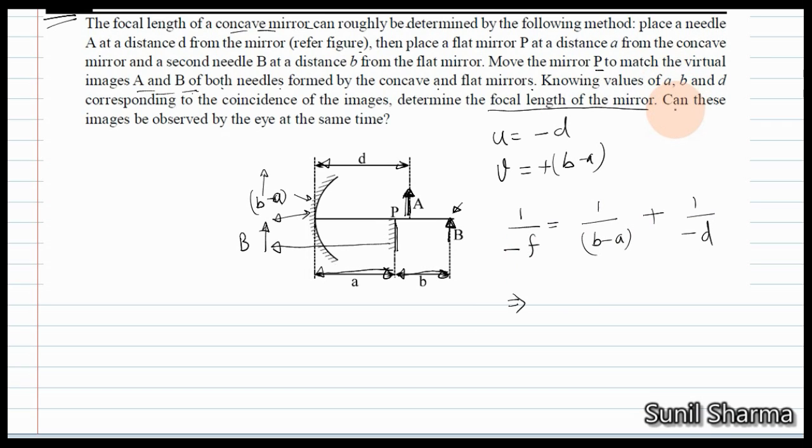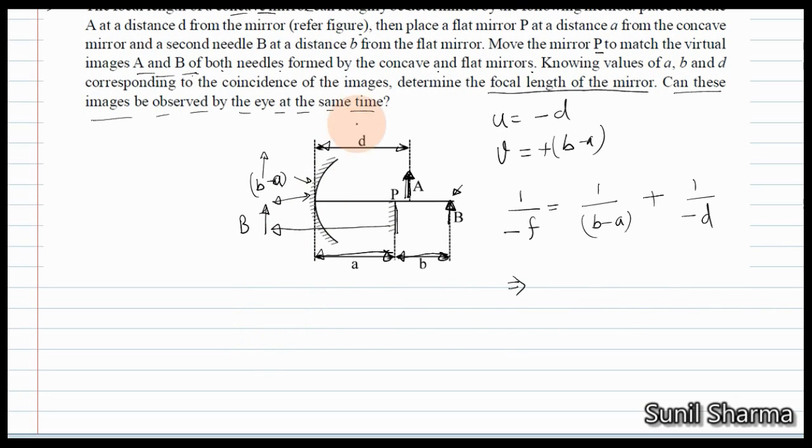Now it's also been asked whether these images can be observed by the eye at the same time. Can we observe these images by an eye at the same time? The answer should be no. Why? The light rays from the object A, when they strike the mirror like this, will be reflected in the downward direction. And the light rays which are striking below, somewhere here, will be reflected in this direction.